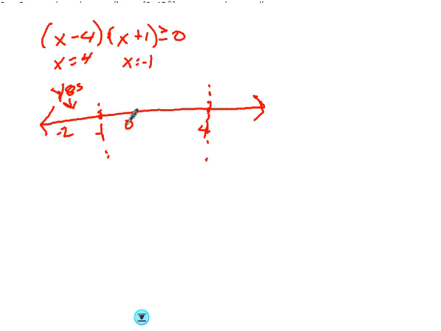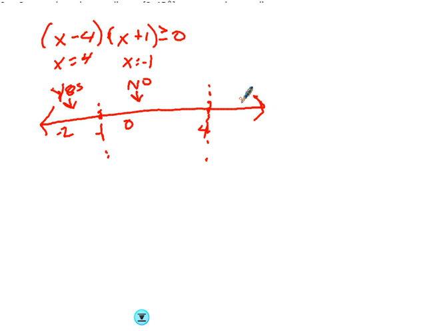Over here we might want to test out 0. It's in between negative 1 and 4. So we test out 0 minus 4 is a negative. 0 plus 1 is a positive. Negative times a positive is a negative. This right here says it has to be greater than or equal to 0, so it has to be positive. Our answer is a negative, so this part right here is not in the solution set.